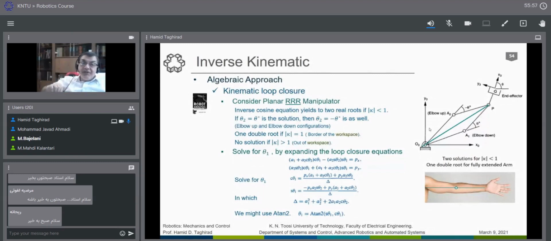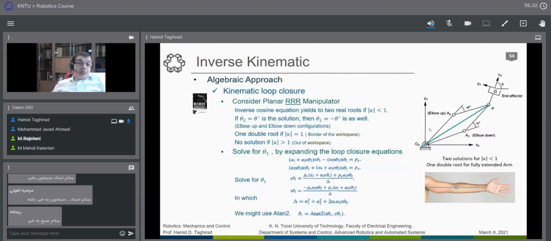And what happens when we reach the end of the workspace? If you reach that, these 2 solutions will converge to each other. This double solution will give you one solution. Again, at that point, you should make a decision. You should have a supervisory. Now you reach the end point, and you will be coming back. Would you like to come back elbow up or elbow down? This is the way you program your robot. And then you choose one of the solutions. And for this case, you can see the underlying concept.